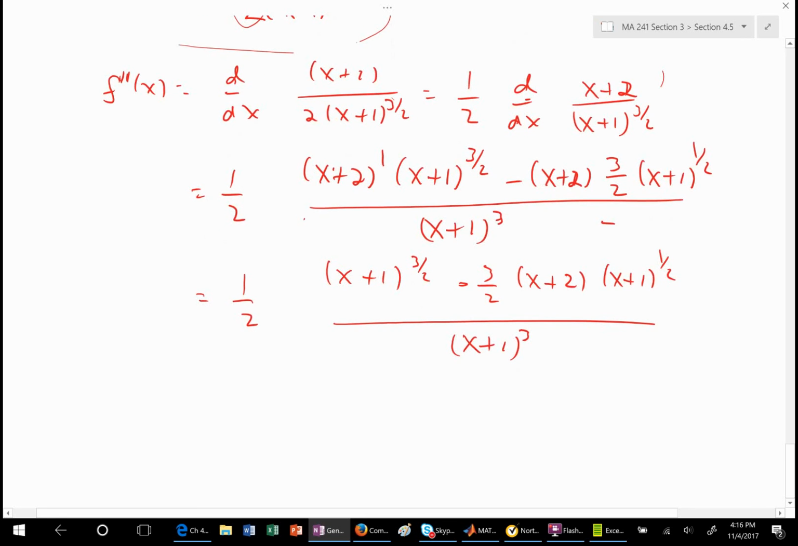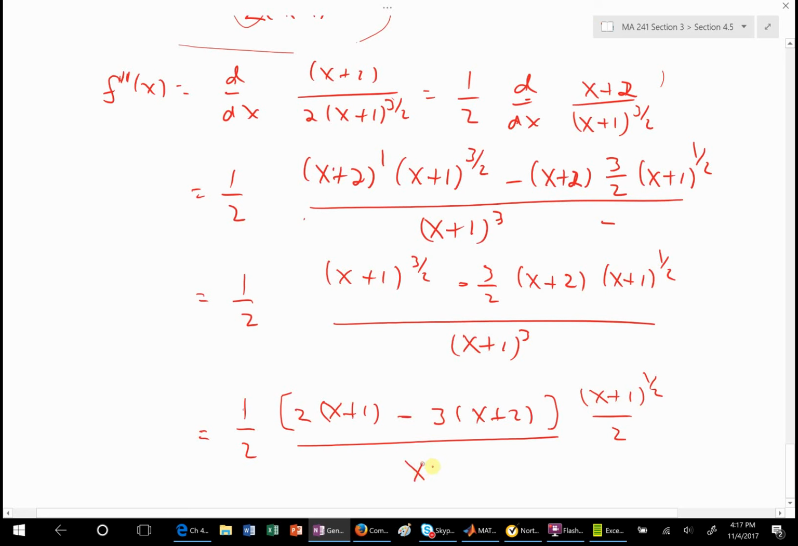Much easier. Okay, so now I'm going to go ahead and factor out a square root of x plus 1. I'm going to factor out a 1 half, okay? So I'm going to get 1 half, and I'm going to get 2x plus 1 minus 3x plus 2. And so I've factored out here an x plus 1 to the 1 half divided by 2. Okay?